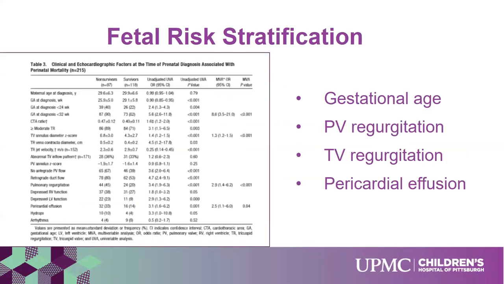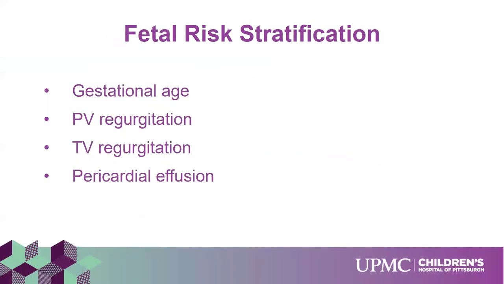There are several publications, multiple multivariate and multicenter studies that talk about the risk factors prenatally. And if you analyze all those publications, they all end up talking about the same thing: prematurity, the presence of pulmonary valve regurgitation, the presence of tricuspid valve regurgitation, and the presence of pericardial effusion or hydrops as well. Those things, prematurity, anatomical valve dysfunction, pericardial effusion, talk about three important concepts that lead to the physiologic rearrangements of these patients.